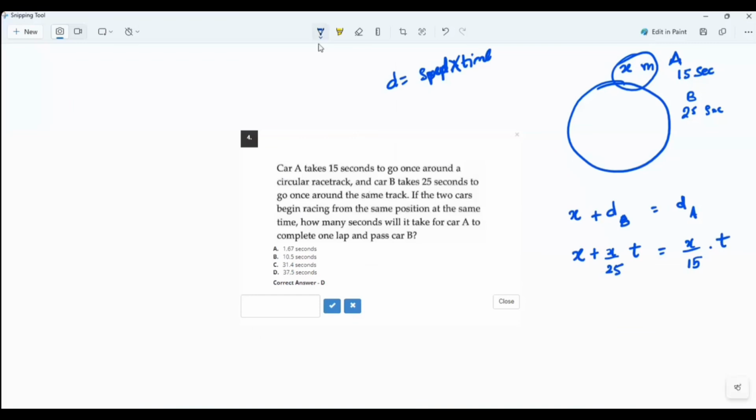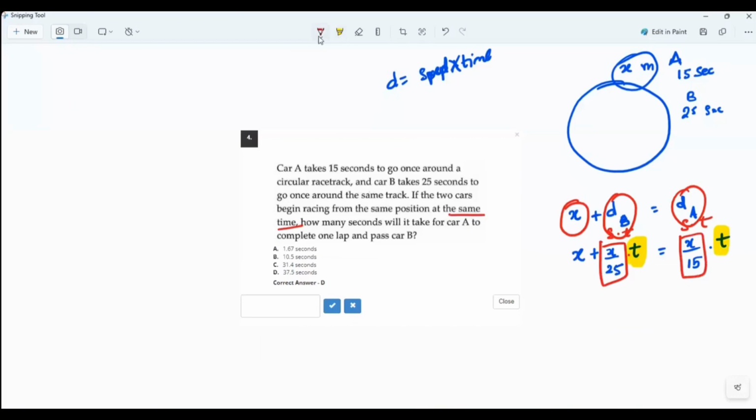Has everybody understood the equation here? All the components must be distance. But how do you figure out the distance? Speed times time. How do you find out the speed? It said 15 seconds for one full lap, so the distance over the time it took, that's the speed. And because they both started at the same time, they're traveling for the same duration, which is why we took t and t.